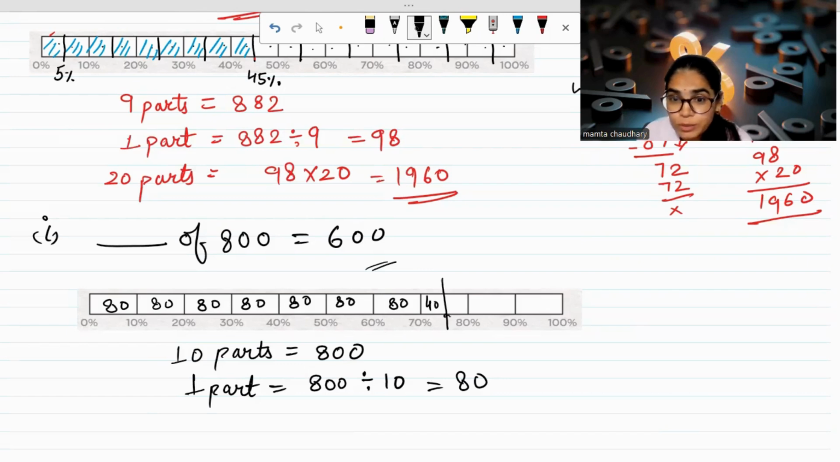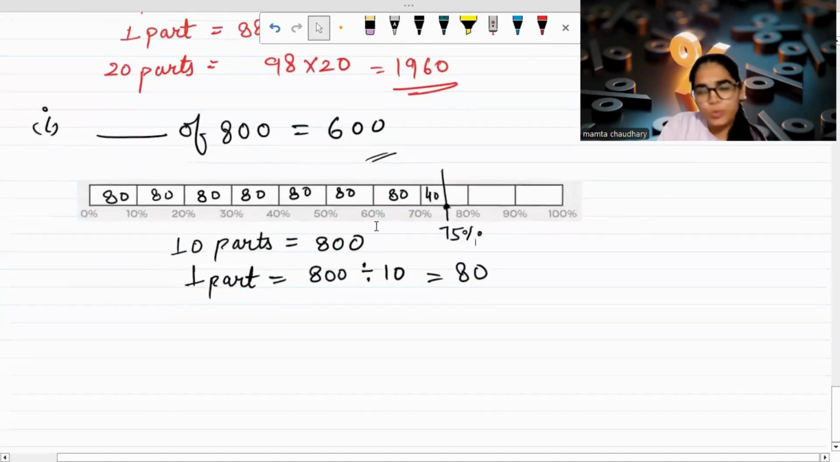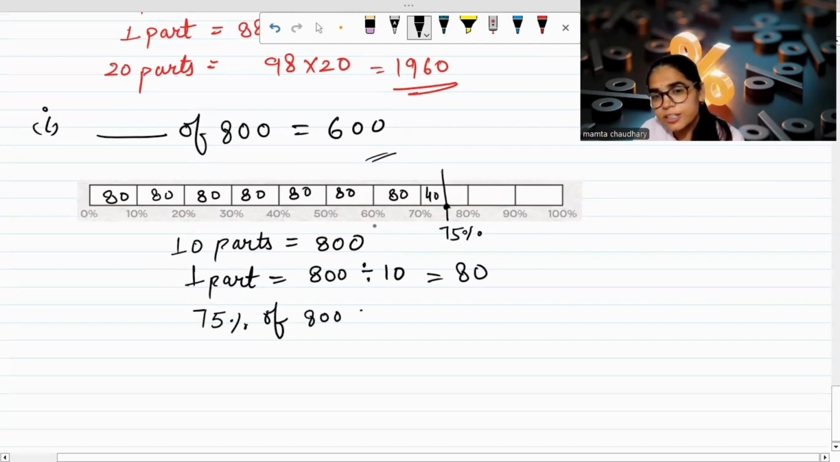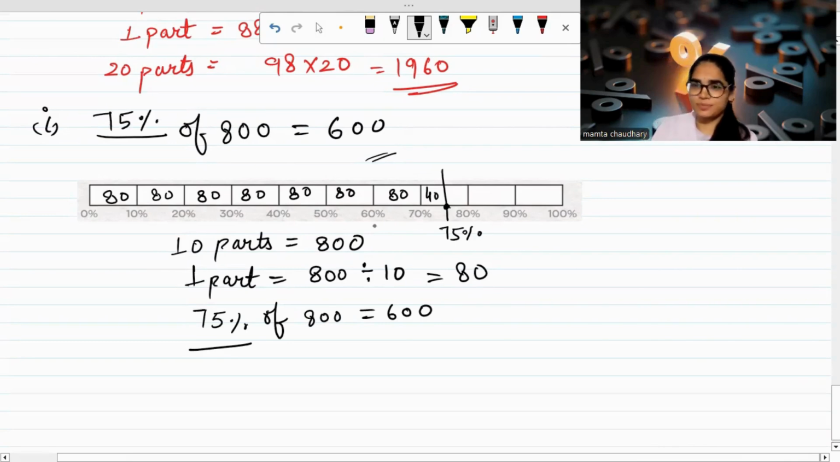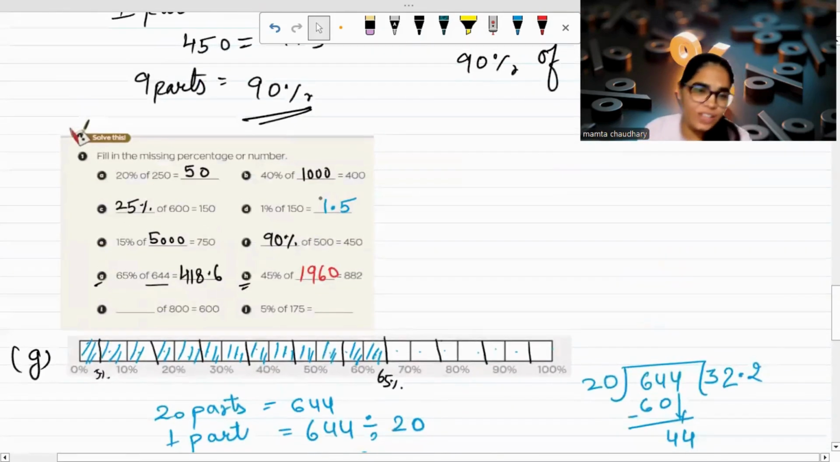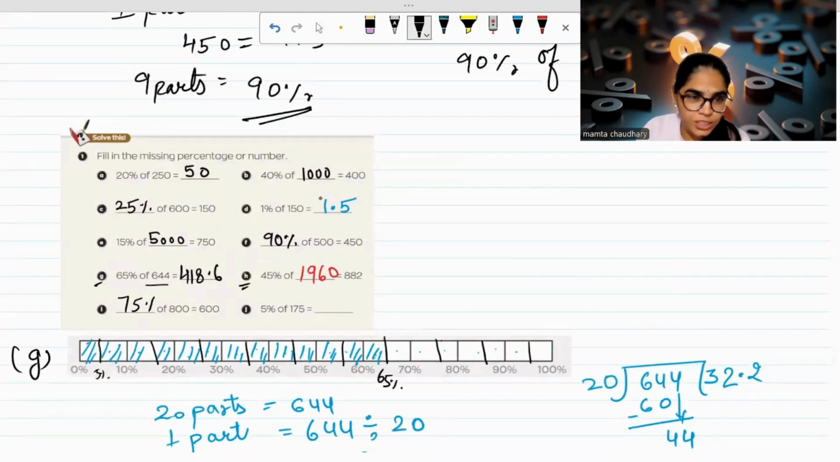So what percentage we got here? Between 70 and 80, 75 percentage. Okay, so 75 percentage. So 75 percentage of 800 is equals to 600. So your answer is 75 percentage. Okay, clear? Chalo, very nice. So now it is 75 percentage.